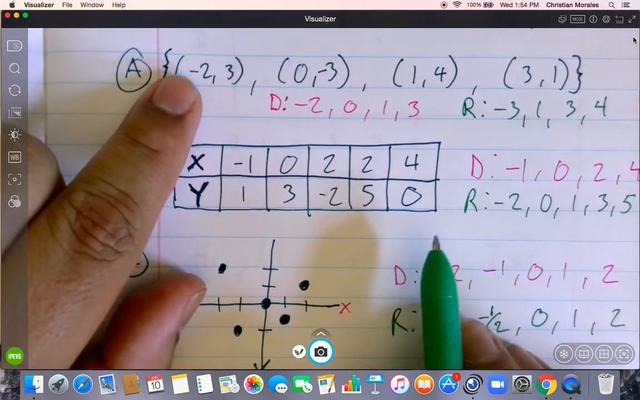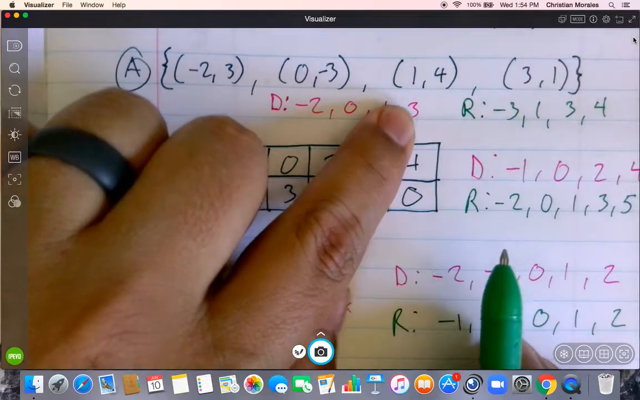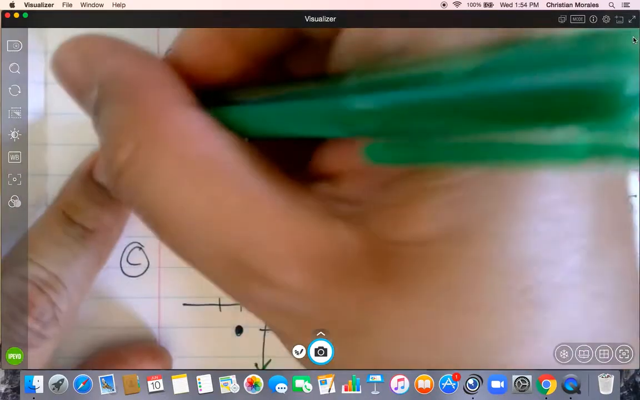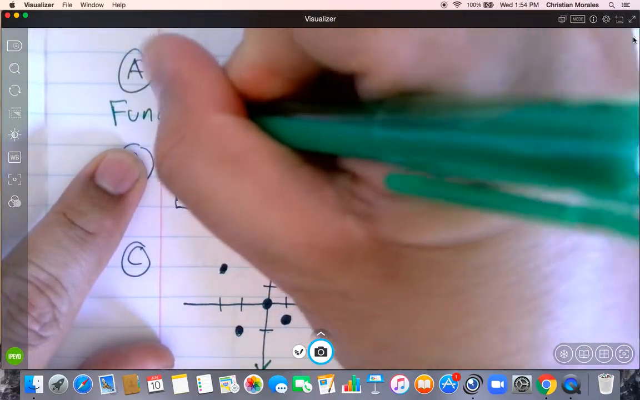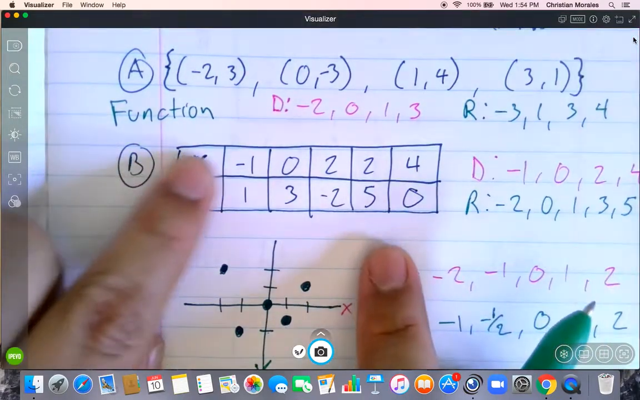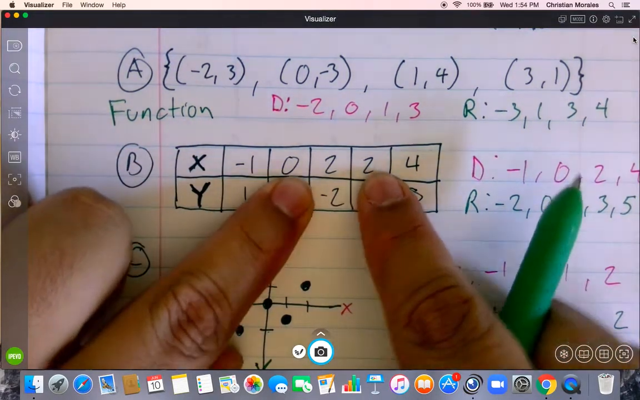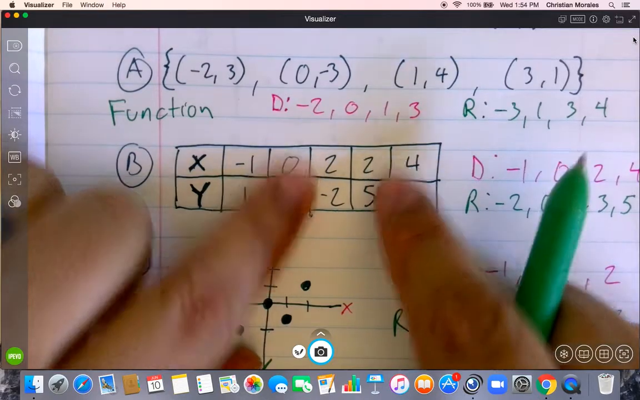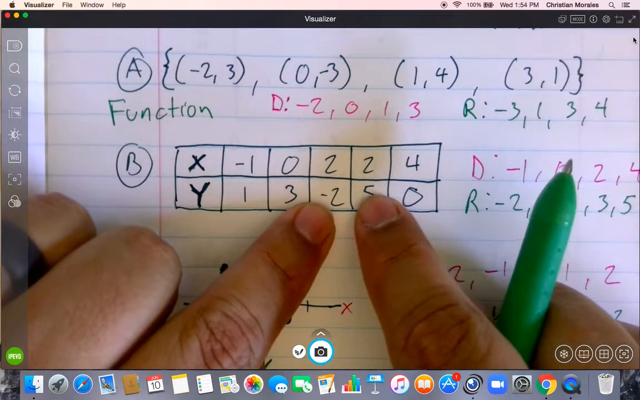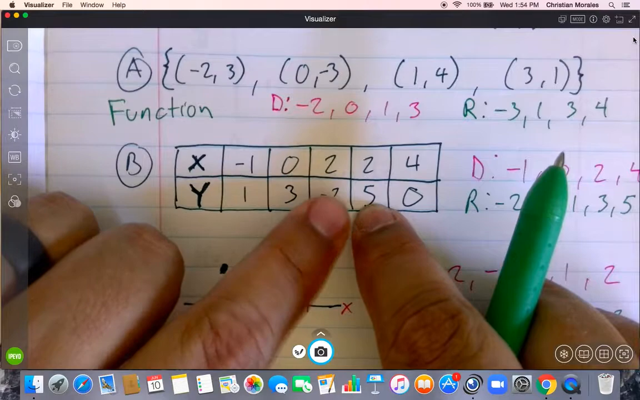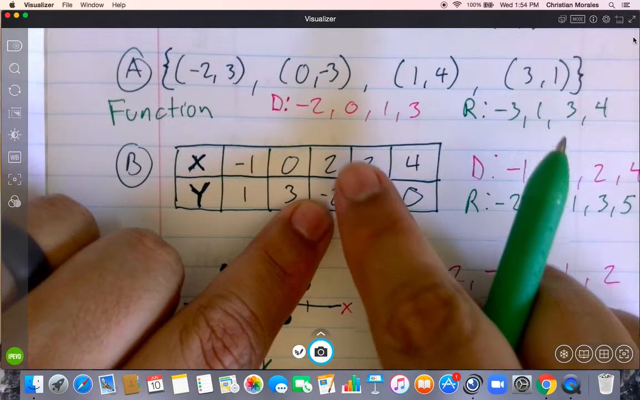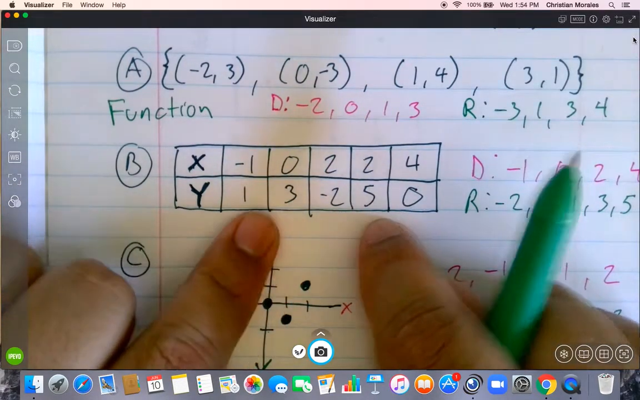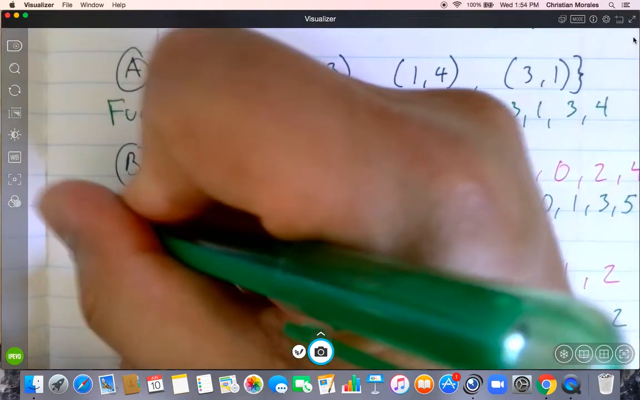So for the first one, each one has its own partner. A is a function. Okay, here, one partner, this is right here. 2, the number 2 shows up twice with 2 different partners. Now, if it was the same number twice, so if they were both -2s or both 5s, it would be a function. But because the number 2 has 2 different pairs, this is not a function.